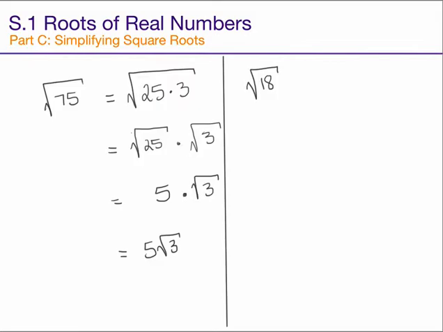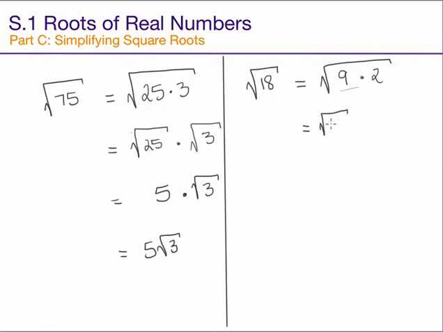Let's simplify the square root of 18. Can you think of a way to write 18 as a number times a number, a product, where one of those numbers is a perfect square? I could write 18 as 6 times 3, but 6 is not a square and 3 is not a square. I could write 18 as 9 times 2. 9 is a perfect square. 3 squared will give me 9. So rewrite 18 as 9 times 2.